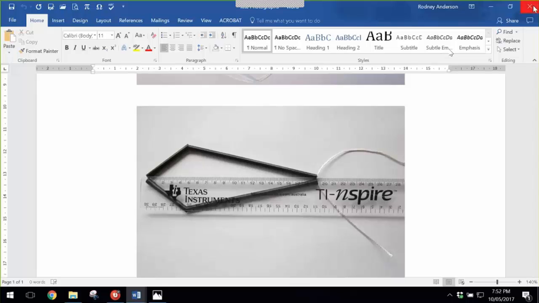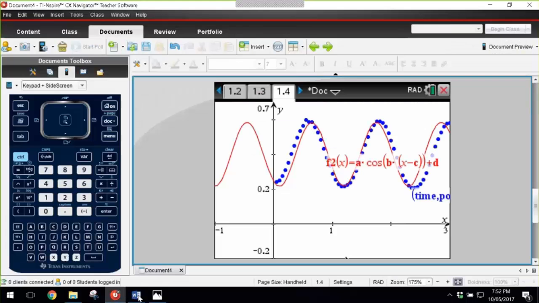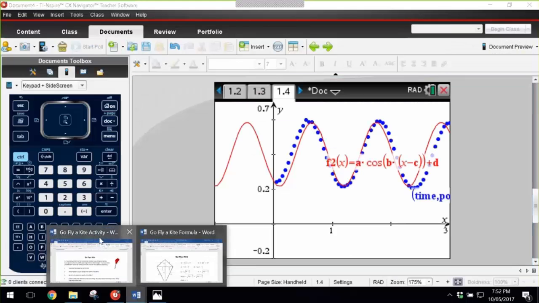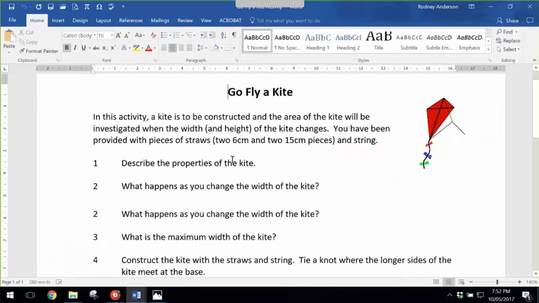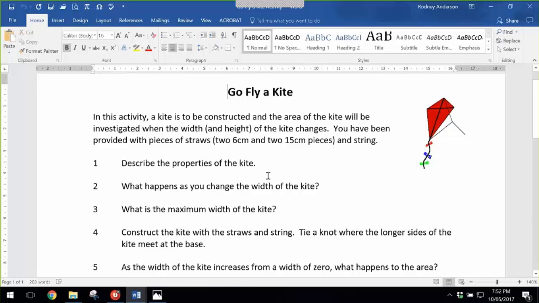So if I just close that one down there. And then the activity that you'll see is Go Fly a Kite. And I was thinking you're probably looking for 4,500 suckers to buy those straws off you, eh? Oh, we could definitely do that. Oh, you're a funny man.